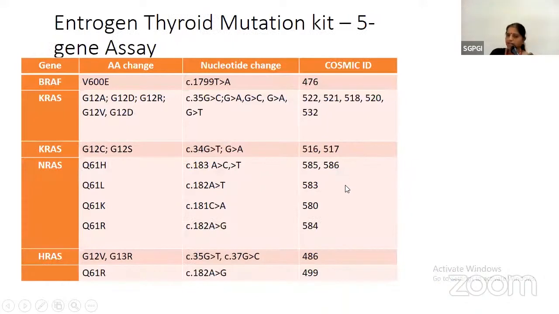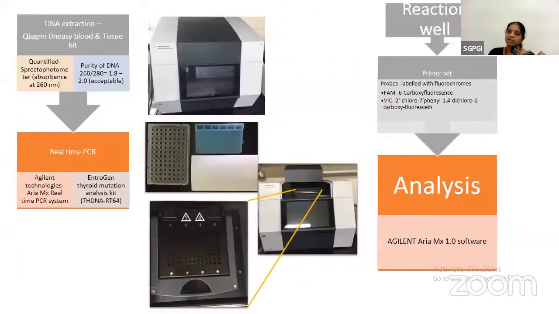So I'll quickly take you through the preliminary publication we have on this Entrogen thyroid mutation kit, a 5-gene assay: BRAF, KRAS, NRAS, and HRAS. Remember that in thyroid, when we're talking of RAS mutations, it's NRAS and HRAS which are more common, and not KRAS. KRAS is very, very uncommon.